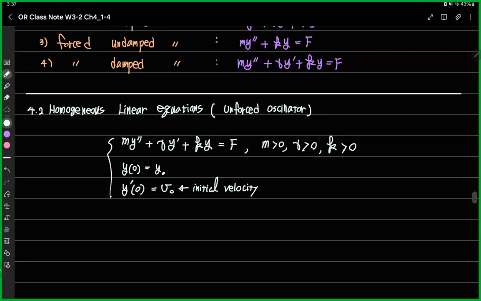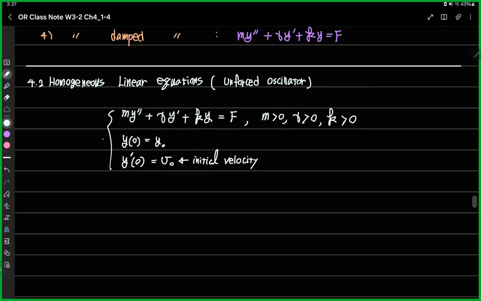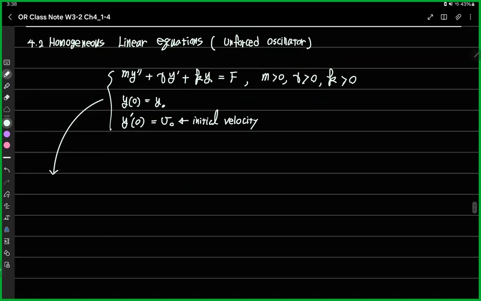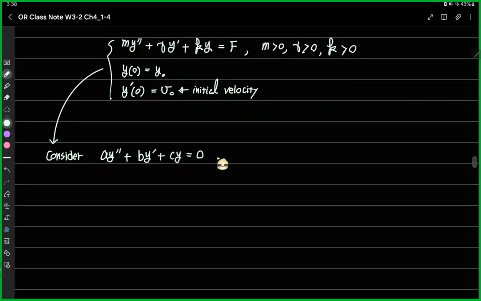All right. Now let me rewrite this as the simplest equation possible. Let's just consider a y double prime plus b y prime plus c y is equal to f. And then we assume that the external force equals 0, so that this is going to be homogeneous, right? And definitely A, B, C are positive.